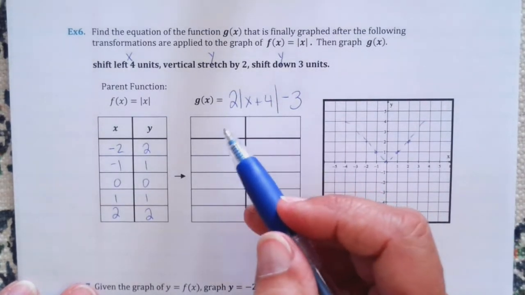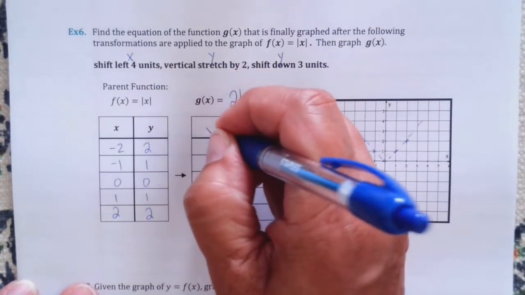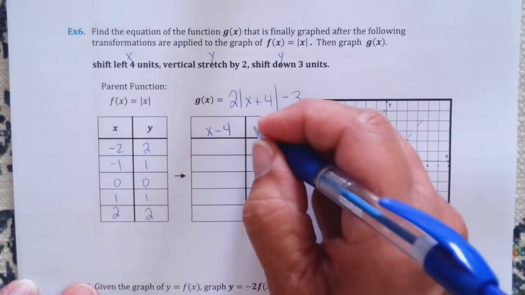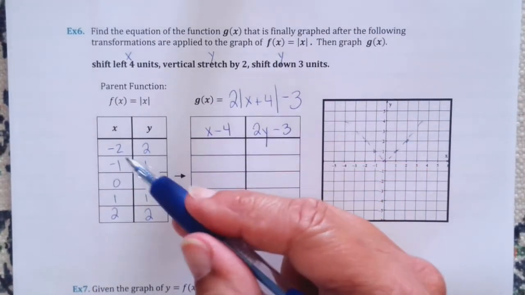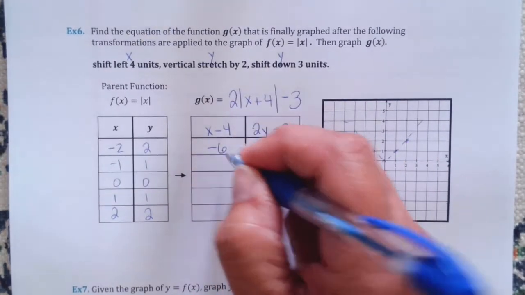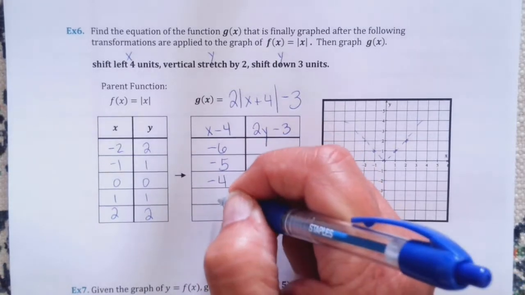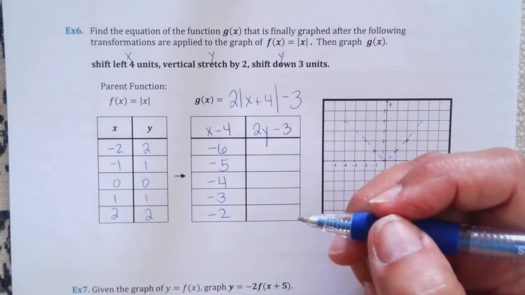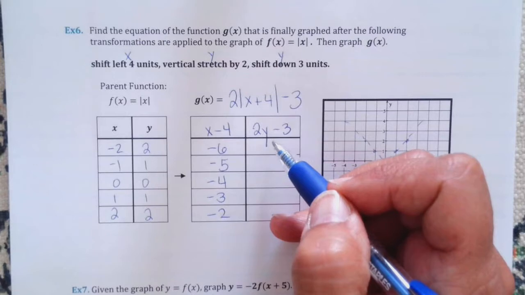So now, what's happening to x? What's happening to y? So the only thing that's happening to x is we're going to go minus 4. We're going to go left 4. What's happening to y? Multiply by 2 and subtract 3. All right, so take each x value and just subtract 4. So negative 2 minus 4, negative 1 minus 4, 0 minus 4, 1 minus 4, 2 minus 4. Okay, so each of those are just subtracting 4 from. Now for y, a little bit of work.